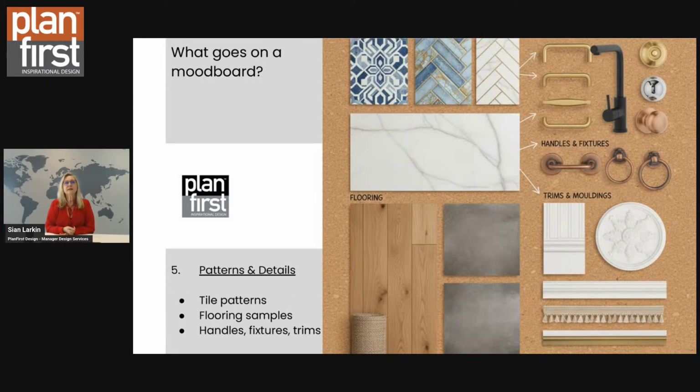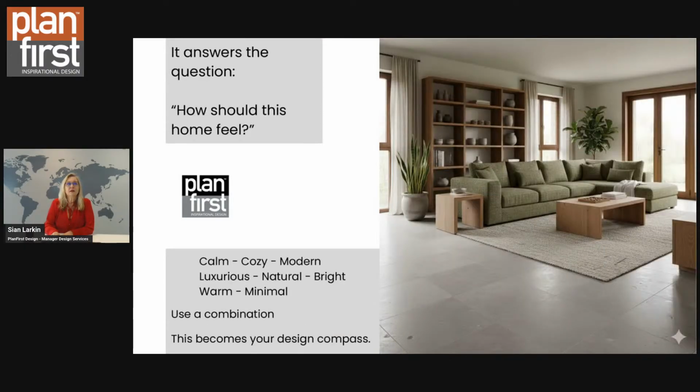Then patterns and details as well. If you've got specific tiles that you want, you've seen something somewhere and you want to incorporate that, put that onto the mood board. Flooring samples we spoke about, if there are specific handles to doors that you want to use, or to your cabinetry in your kitchen, you can put them onto the mood board as well. The more information you have up front, the better. It makes your decisions a lot easier down the line.